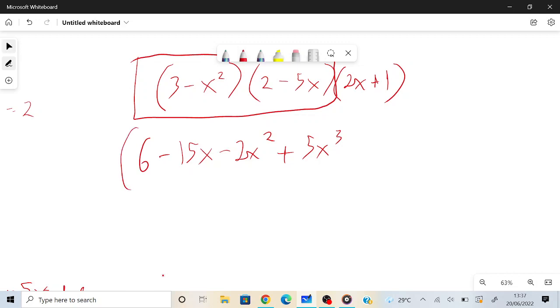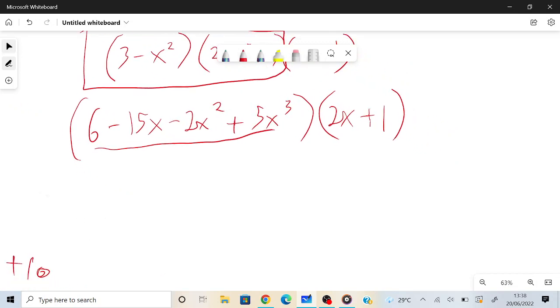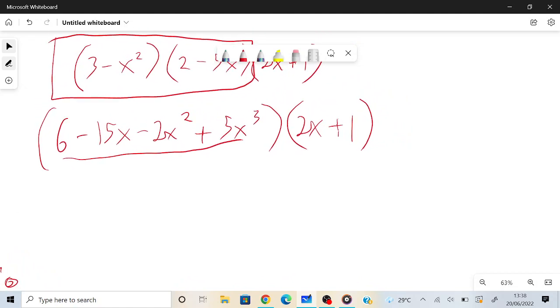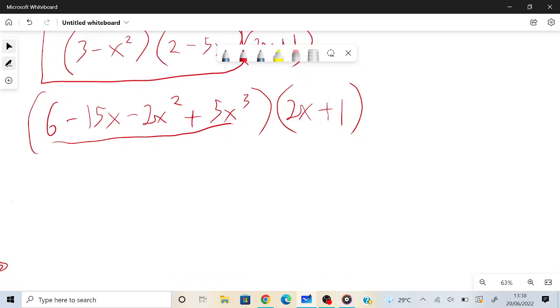Now we need to multiply this out by 2x plus 1. Now on first viewing, this may look a bit weird because usually 5x cubed, x squared, they're at the front and then the numbers at the back, but you can still multiply them out like this. There's no real problem. You'll still get the same answer. Obviously, if you do feel uncomfortable, you could rewrite this, say 5x cubed minus 2x squared minus 15x plus 6, which is the same thing.